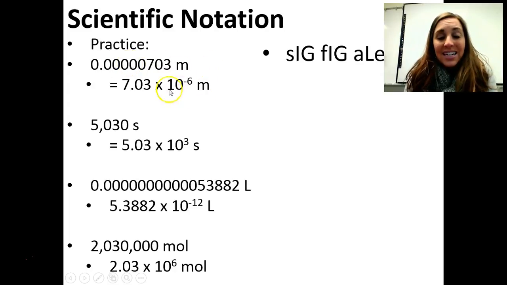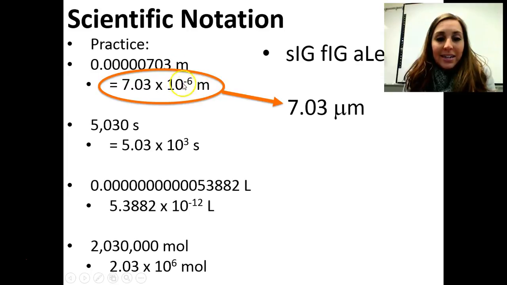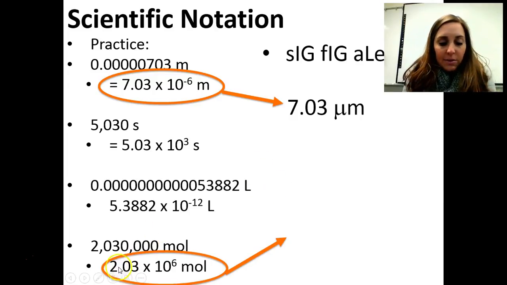Also, 10 to the negative 6th is the same thing as micro. The prefix 10 to the negative 6th is micro. So I could say instead of 10 to the negative 6th, replace that with this micro. So 7.03, cross that off, micrometers. 7.03 micrometers. And notice those zeros don't exist in this. They just have to do with what unit it is and not the actual measurement. Or like this down here, the zeros after the 3 are just telling you how big that measurement is.